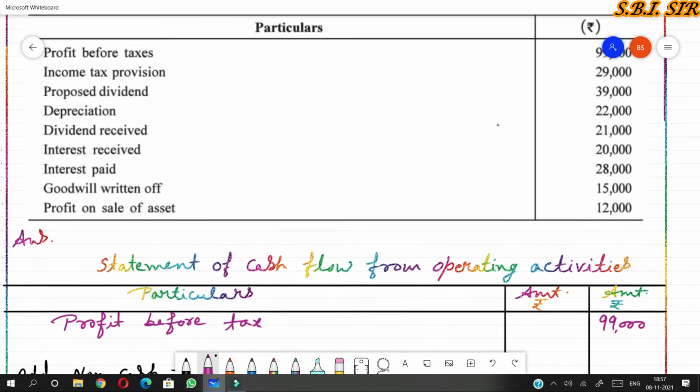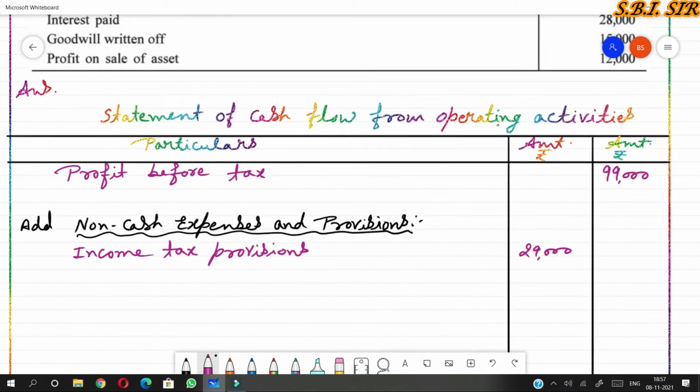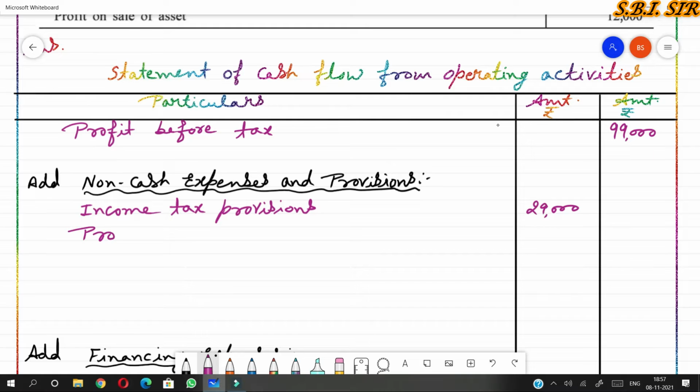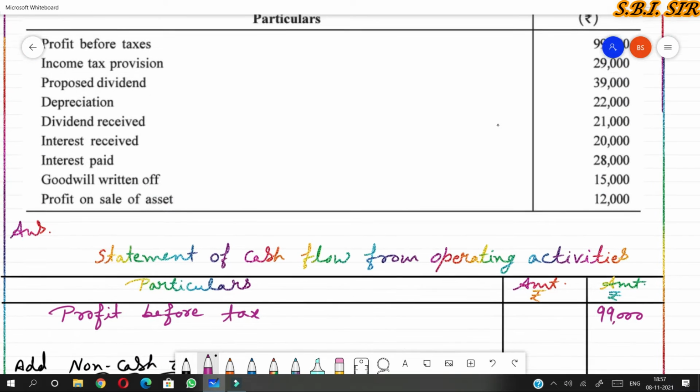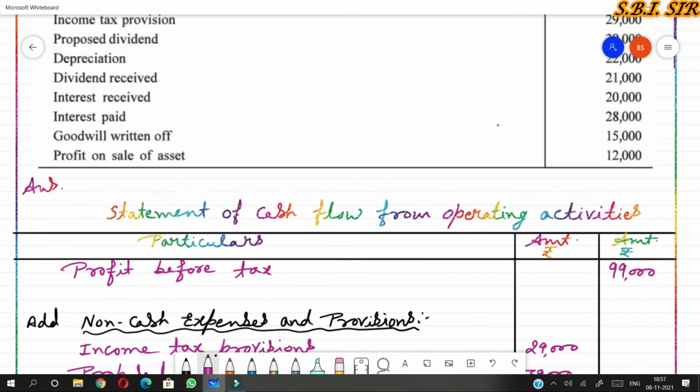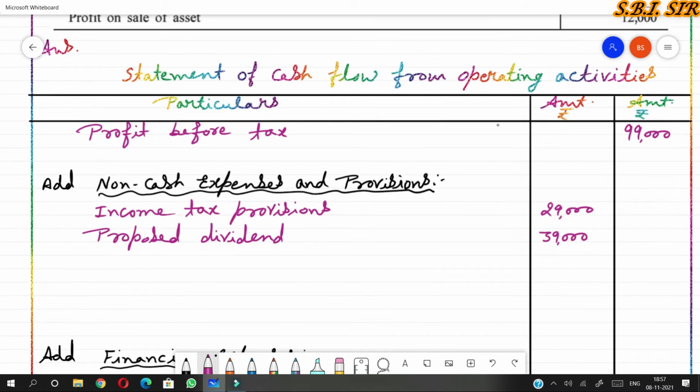Then next, proposed dividend 39,000. Proposed dividend also comes under the heading of non-cash expenses and provisions, 39,000. Next, depreciation 22,000. Depreciation 22,000.